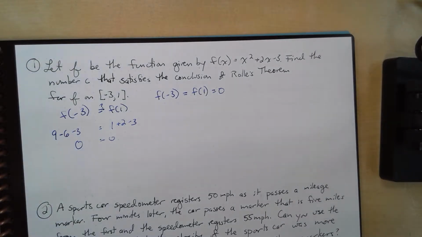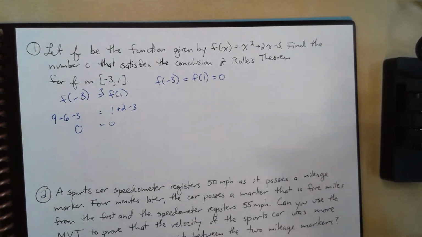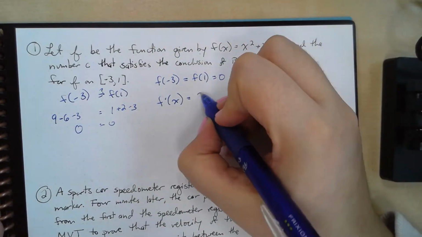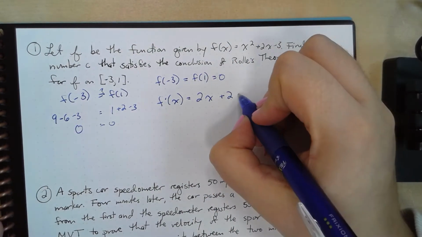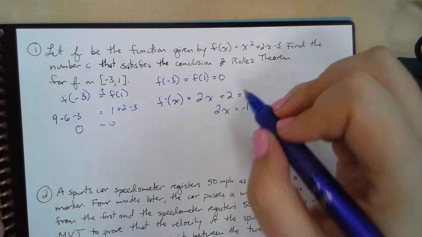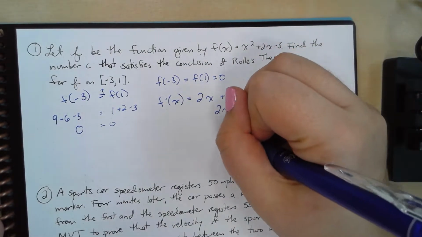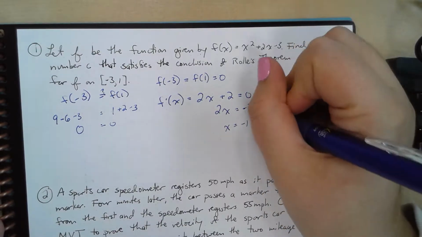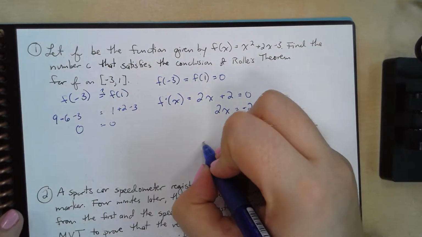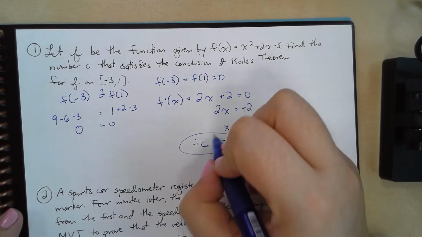Now we know that we must have a point where the derivative is equal to 0. Where is that? We take f prime of x equal to 2x plus 2, then set that equal to 0. So 2x is equal to -2, and x is equal to -1. So what's the number c that satisfies this conclusion? Therefore, c is equal to -1. That's our final answer.